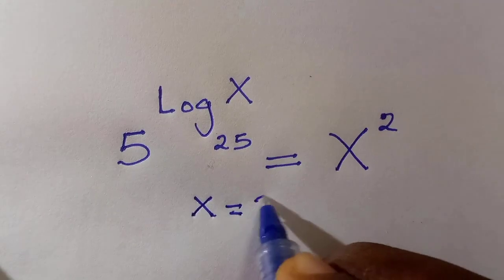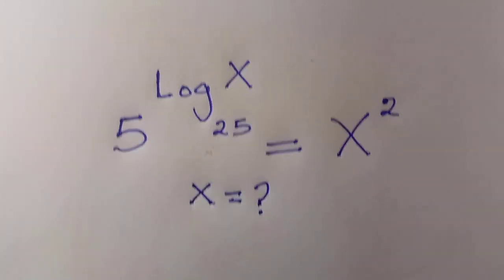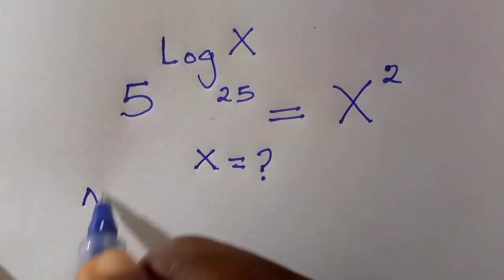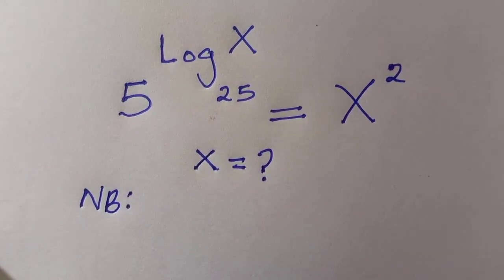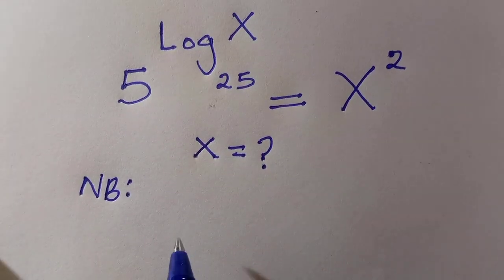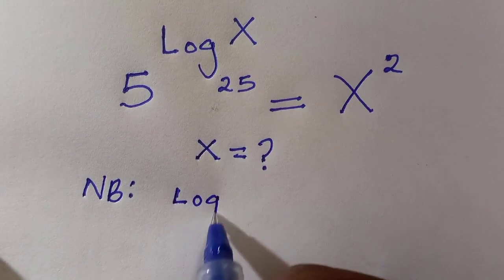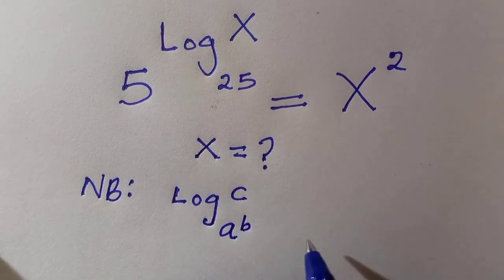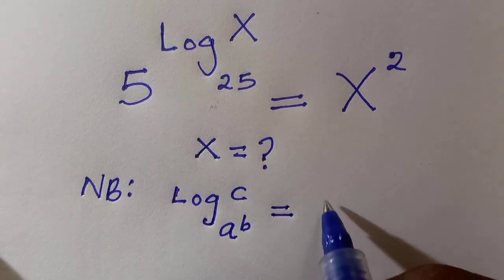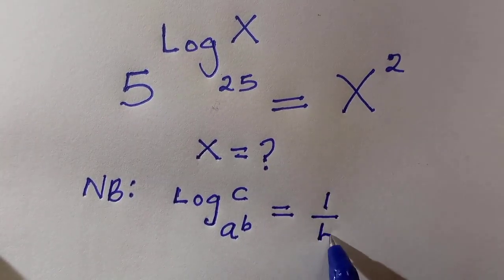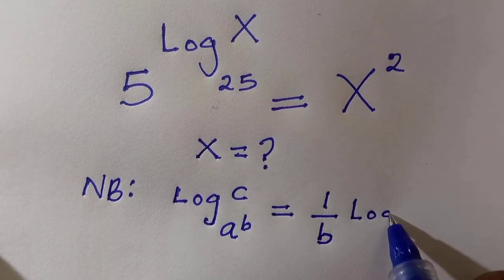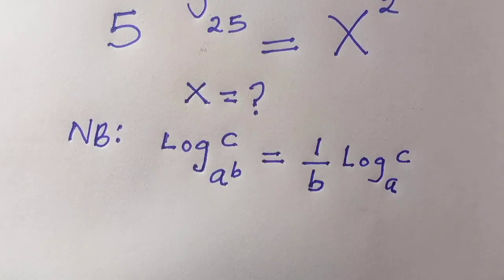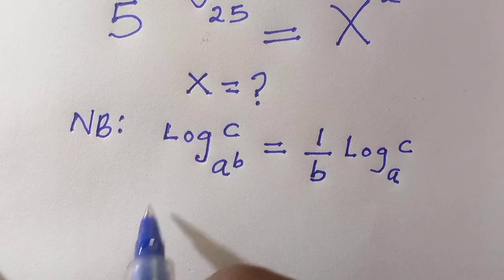How to solve for all the values of x that satisfy these logarithm equations. First, I'm going to apply some basic rules of logarithms here, two or three of them. The first one is: the logarithm of c base a to the power of b gives 1 divided by b times log c base a. So here is the first rule I'm going to apply in the questions.